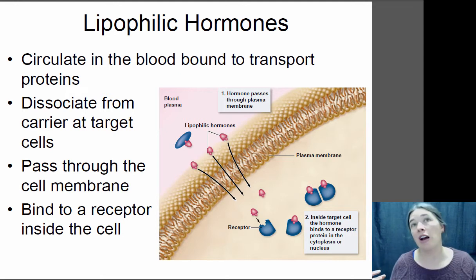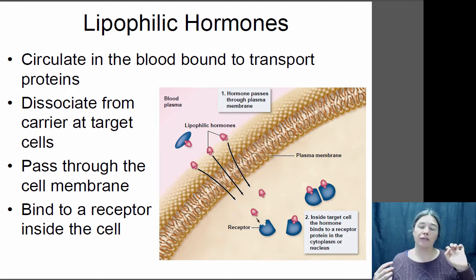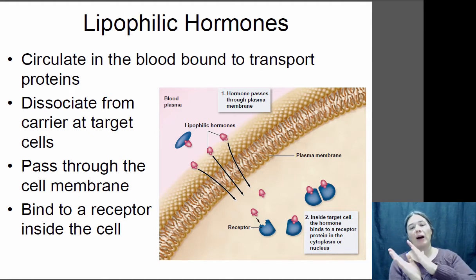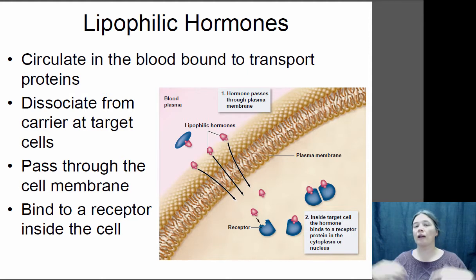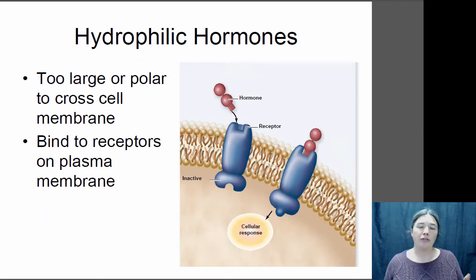And because they are lipophilic, because they like fats, and the cell membranes of each of our cells are made up of a lipid bilayer, they can dissolve really easily in that membrane and they'll just pass right through. So if a cell has a receptor for a lipophilic hormone, that receptor will be on the inside of the membrane and the hormone will pass through the membrane to get to the receptor. Once it binds to that receptor, it becomes activated and it'll trigger some response in the cell, whatever that response is.